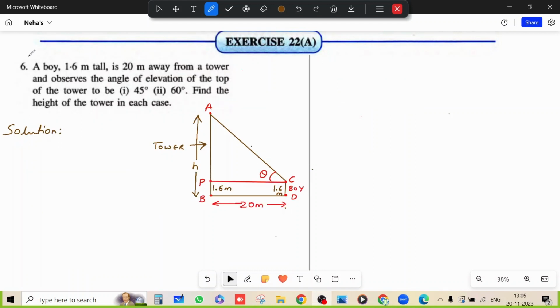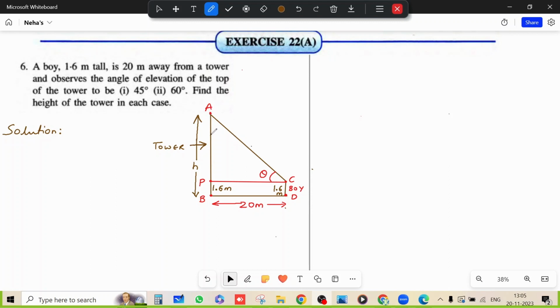Question number 6 is, a boy 1.6 meter tall is 20 meter away from a tower and observes the angle of elevation of the top of the tower to be 45 degree and 60 degree. Find the height of the tower in each case.